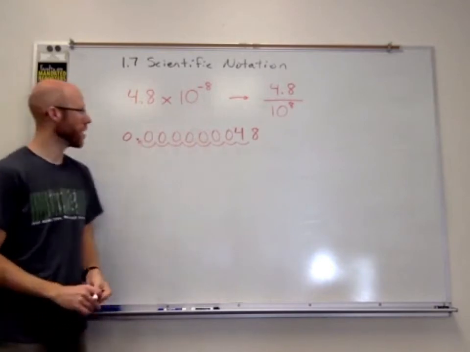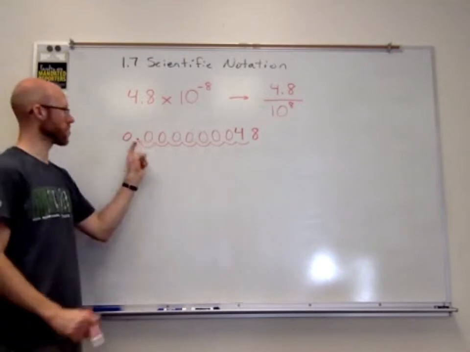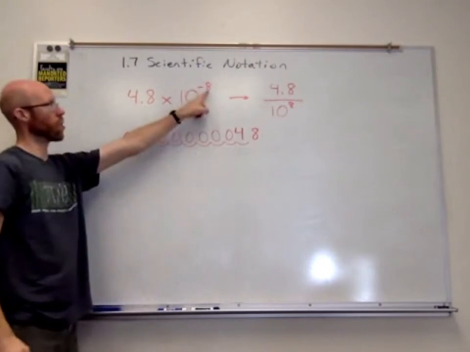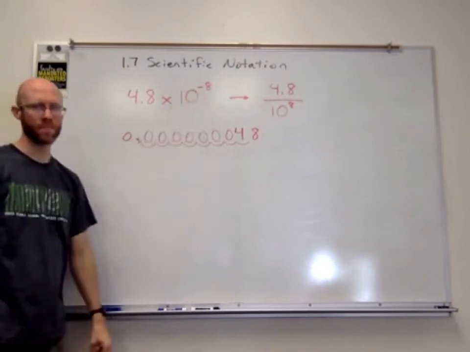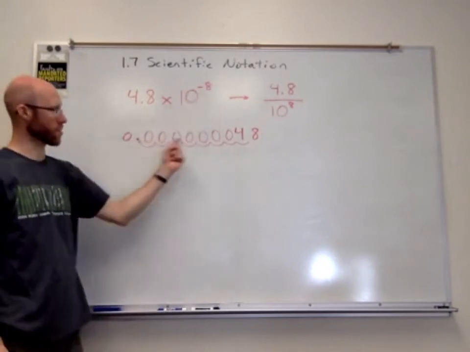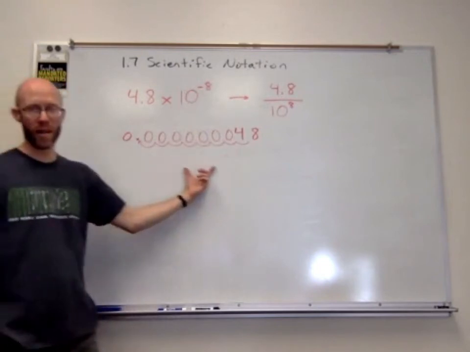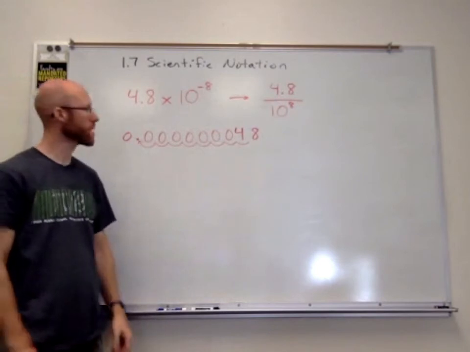Okay. That's typically going to be the case. The number of zeros between the decimal and your first digit will be 1 less than the power. So the power is negative 8. There's going to be 7 zeros in there. And again, this is quite a small number, right?